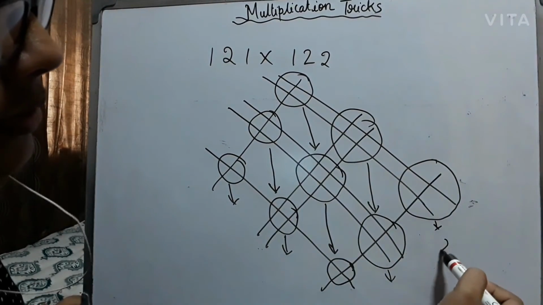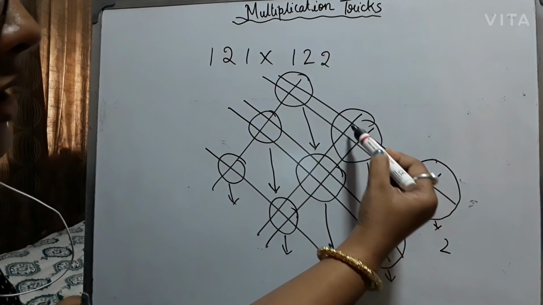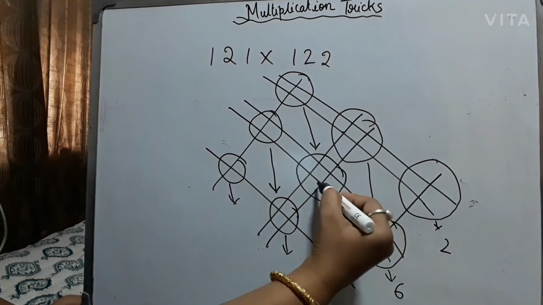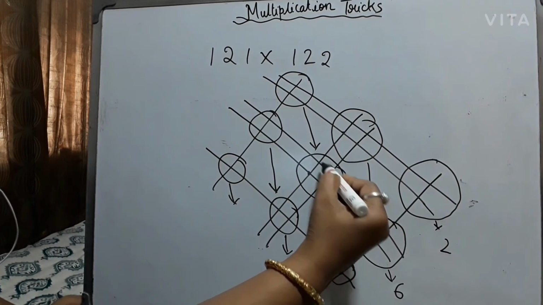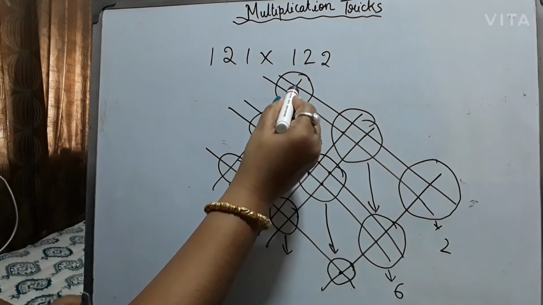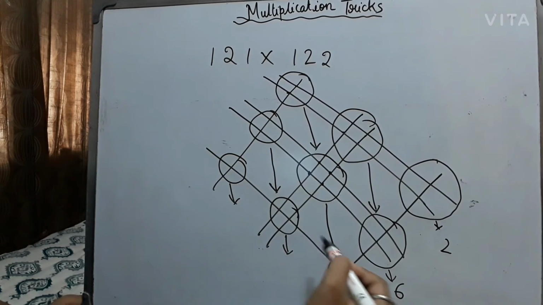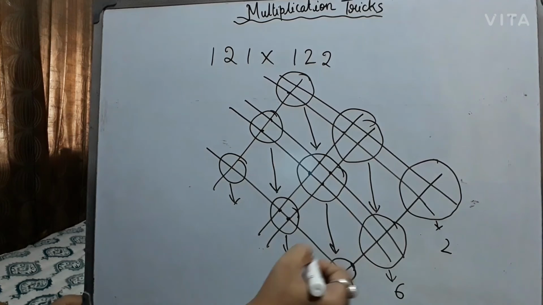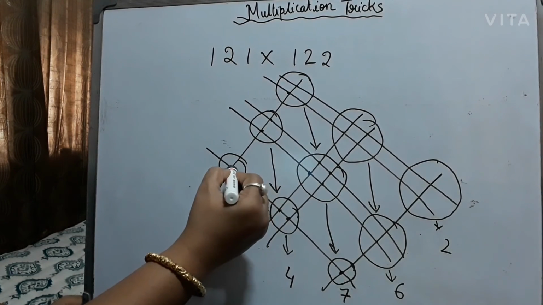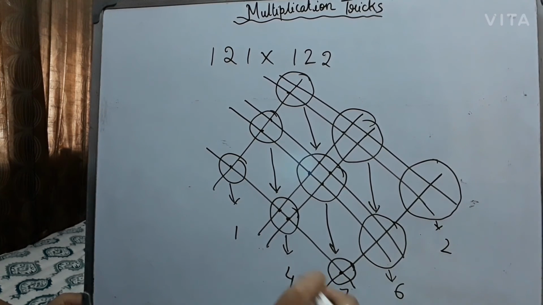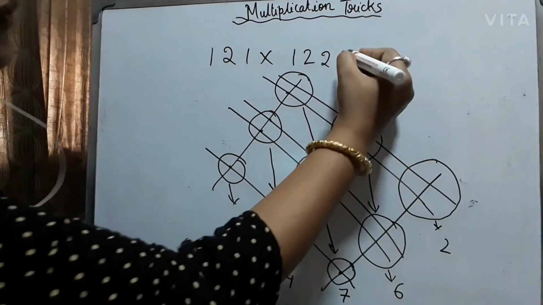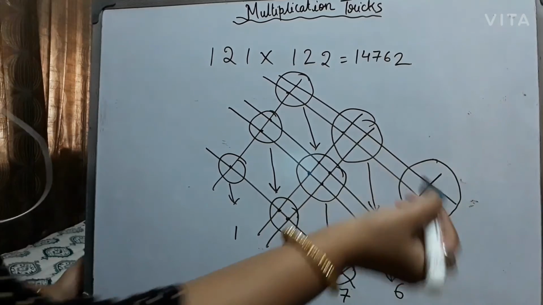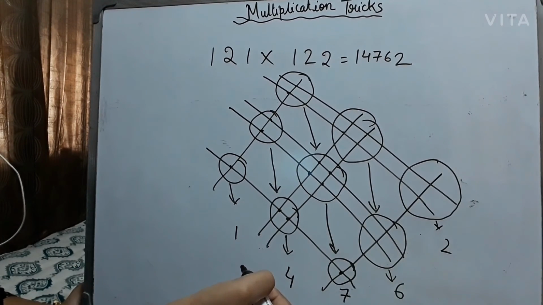1, 2, 1, 2, 3, 4, 5, 6. 1, 2, 3, 4, 5, 6, 7. Here 1, 2, 3, 4, so easy, 1. So your answer is 14762... 14641. You can recheck your answer later on.